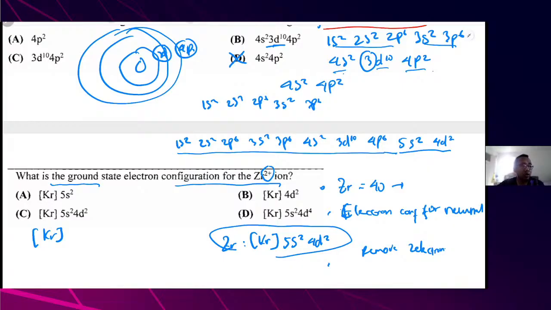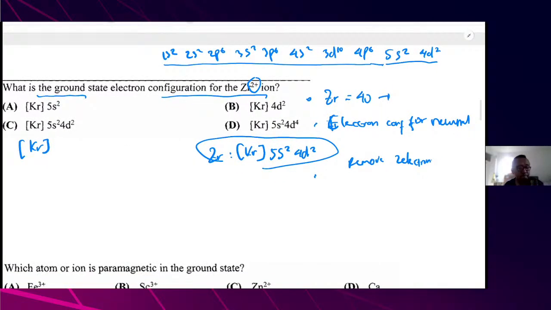Here is something so important that sometimes it might be tricky, because maybe we are thinking that we just take out electrons from the last part of the configuration, which is 4d2, but actually not. When forming cations, electrons are lost from the highest energy level first. Which one is the highest? As you can see, this number describes your energy level.